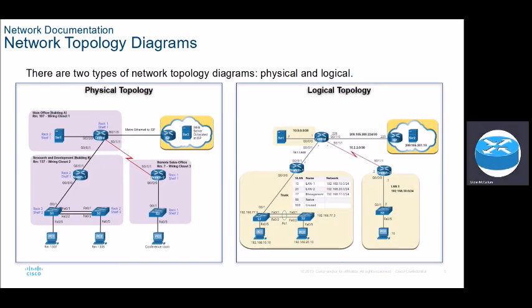So when it comes to topology diagrams, there are two types: physical and logical topology diagrams. Of course, physical shows you where in the building cables run and where devices are located and the like, while the logical is more about the addressing scheme, so layer 3, and which devices can interact directly with one another, and how networks connect together.